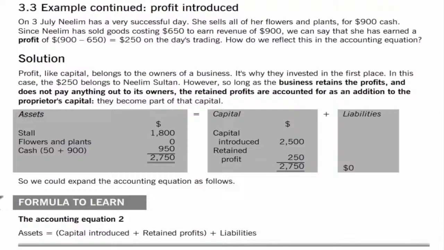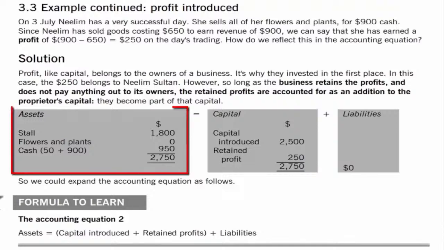Updating the accounting equation with profit. Let's see how the accounting equation looks after including this profit. Assets equals capital plus liabilities. Breaking it down again. Assets now include market stall, $1,800, unchanged. Cash, $50 remaining cash, plus $900 sales equals $950. Total assets, $2,750.